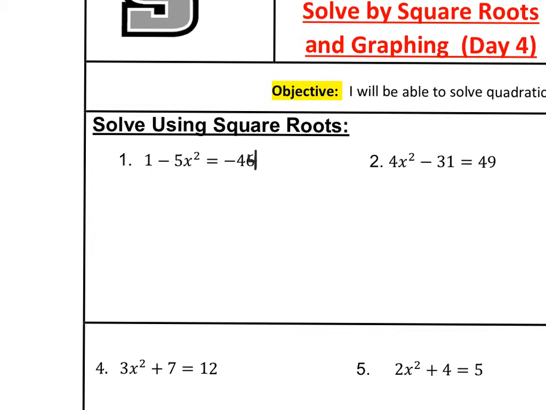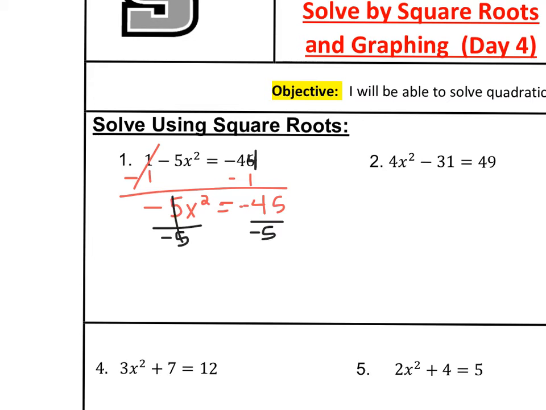Our first step is to get the x squared by itself. So first we're going to move that 1 to the other side by doing the inverse operation. It's a positive 1, so in order to move it, we're going to subtract 1 from both sides. We get negative 5x squared equals negative 45. The next step is to divide both sides by negative 5. What is negative 45 divided by negative 5?